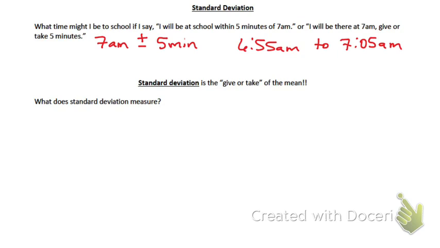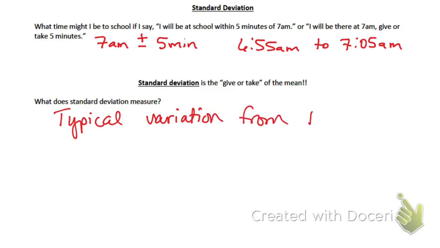So standard deviation measures the typical variation from the mean. Standard deviation is the typical variation from the mean. It's basically an average of the distances each number is from the mean. It's an average distance that each number is from the mean.